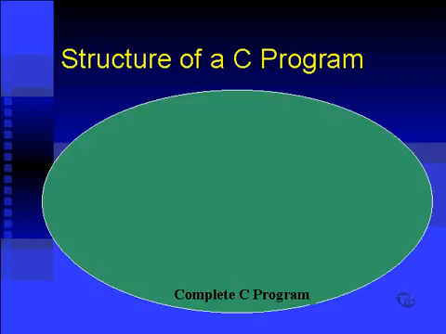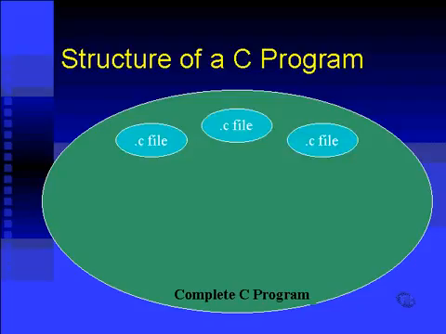So let's imagine one great big C program running. What is it comprised of? What goes into it? Well, first of all, you've got a bunch of .c files. These are the ones that you have written yourself. One of them, of course, will contain a main. But what else is there?